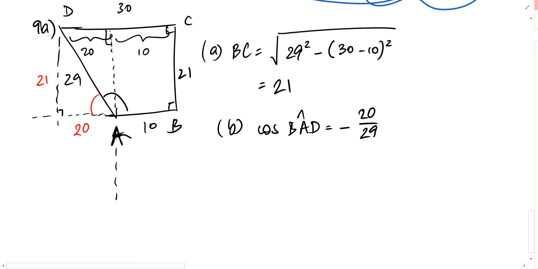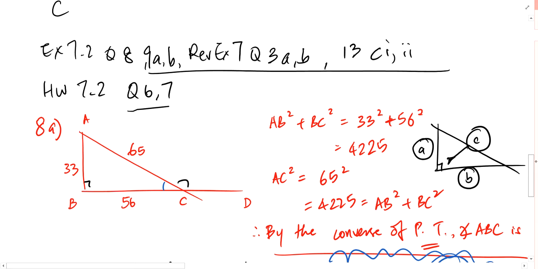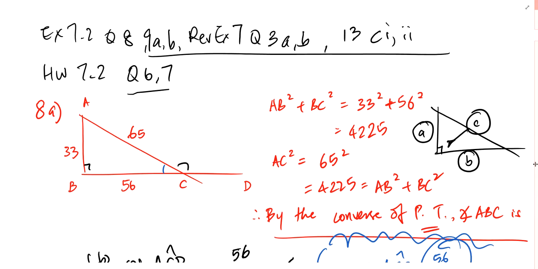Right, Zachary? Okay, so that's for part A and B already done. So these are your homework questions, which you have already done. And now flip to revision exercise 7. Just 2 more questions to make sure that we really know how to tackle all this really quickly.